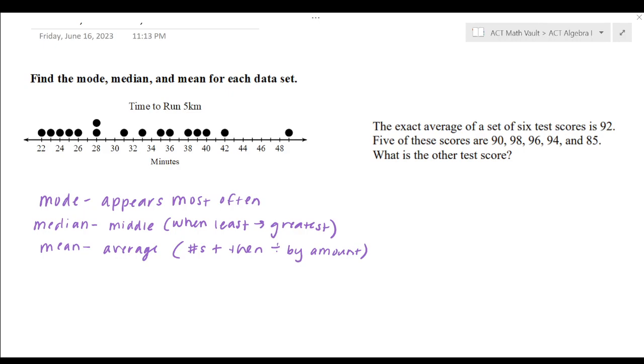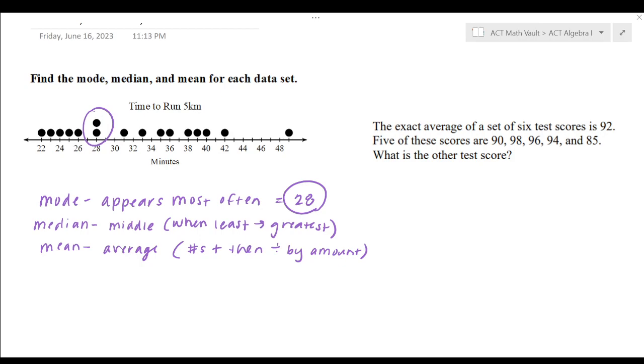Okay, so you look at this data set, and we have dots over all of the various numbers. These are the number of minutes to run 5 kilometers. So I'm noticing that there are 2 28s, and so that is going to be the mode. Okay, so you write 28, you don't write anything else, it's just the number that appears most often.